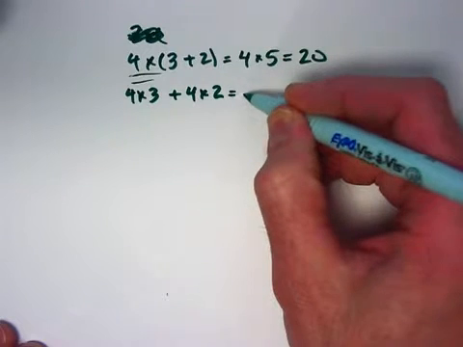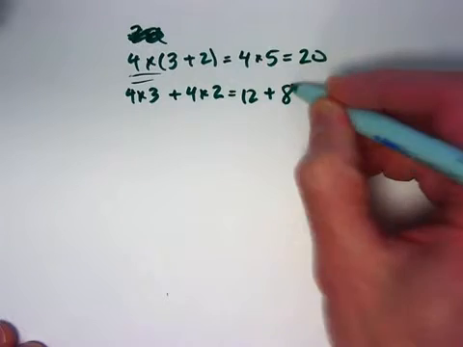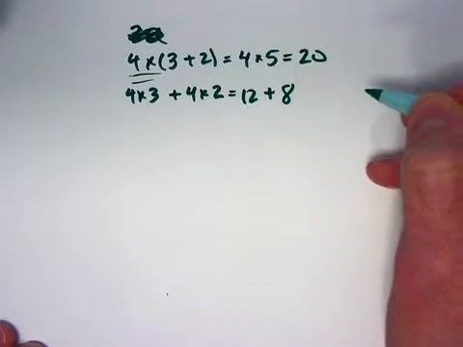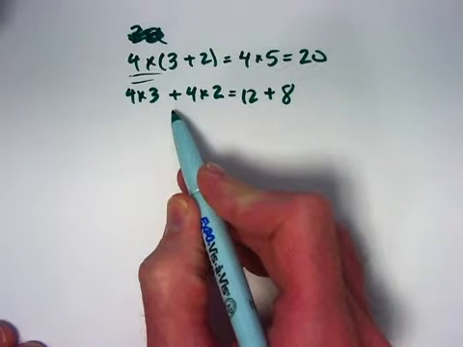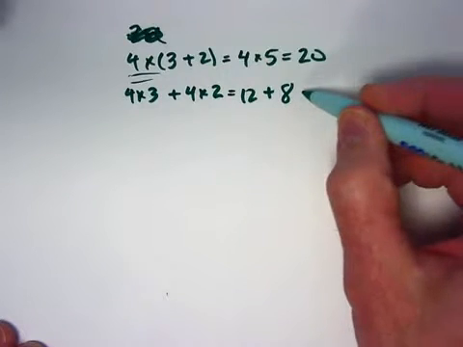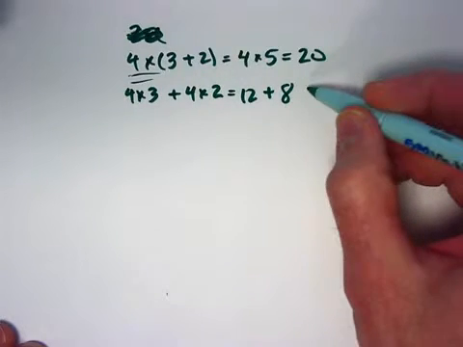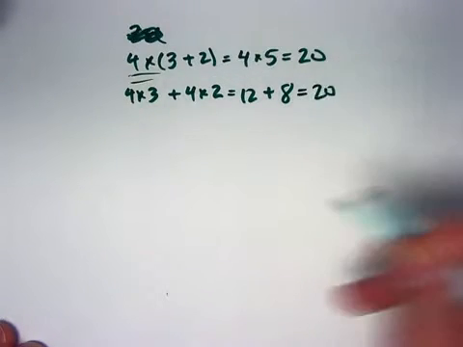And then down here, 4 times 3 is 12, and 4 times 2 is 8. And notice those multiplications get done first. I don't have any parentheses here. I do not do 3 plus 4 first. There's not a 7 in there. I do the multiplications first, 4 times 3, 4 times 2. Those take precedence over the addition. Then I get 12 plus 8 is 20. I get the same thing.